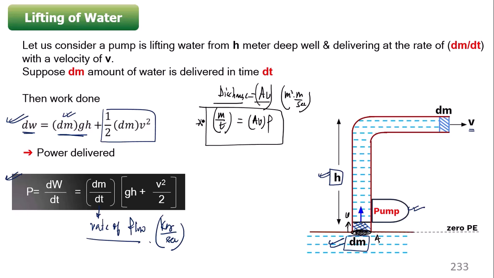What is M by T? M by T is the mass flow rate, that is nothing but AV into rho. A is the area of cross section, V is the velocity with which the water is crossing that section, and rho is the density. If these values are given, instead of the value of dm/dt, you can simply replace dm/dt with the value of AV into rho. So dm/dt has to be calculated; the area may be given, the velocity may be given, and depending on that you can calculate it.